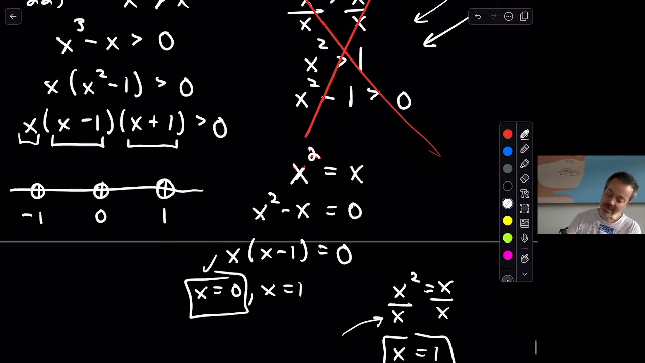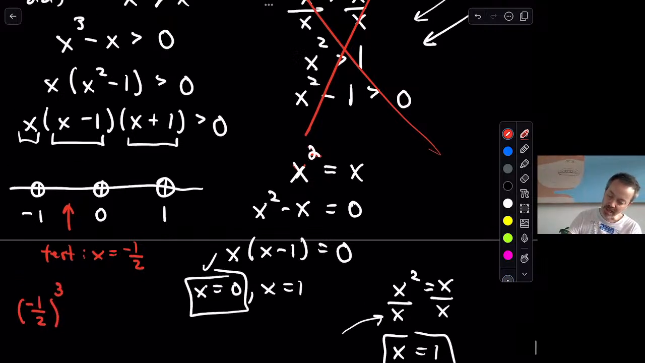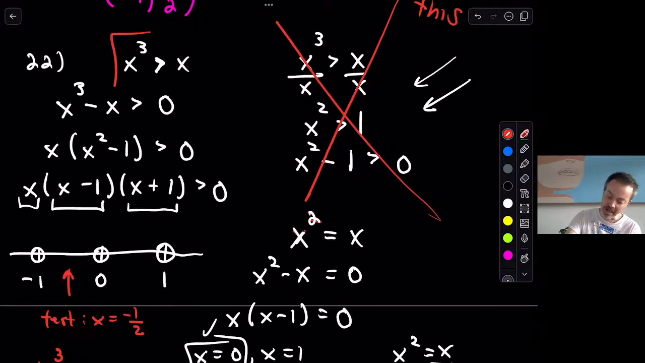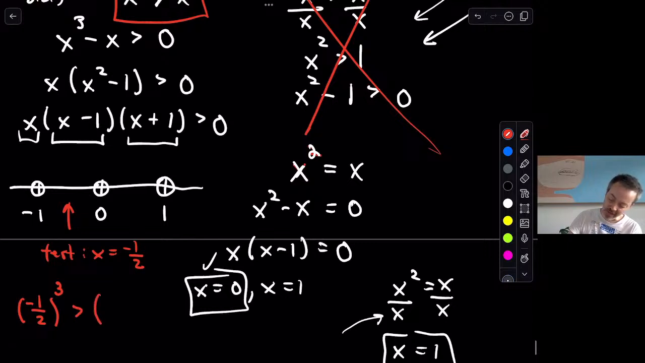And again, just test. So maybe I'll take one value. Let's test x equals negative 1/2. So I'm taking negative 1/2 to the third power, and you can look at it at the beginning. Negative 1/2 to the third power, is that greater than negative 1/2? That's what I'm asking myself. And I think the answer is, what is the answer? I think the answer is yes, right?